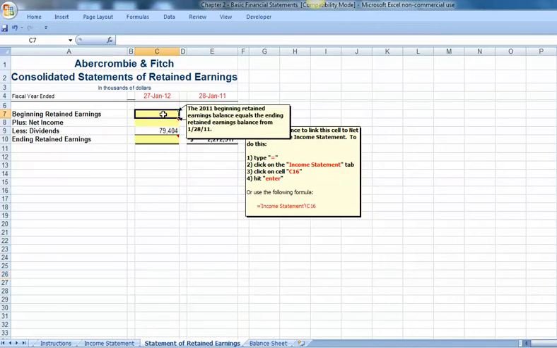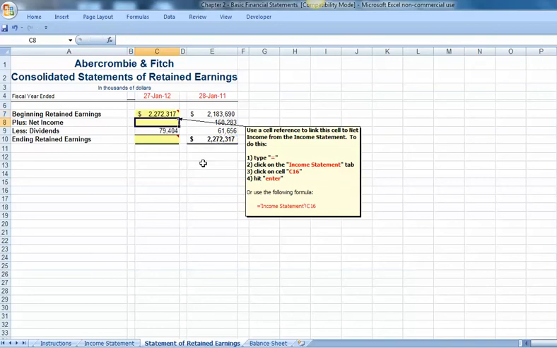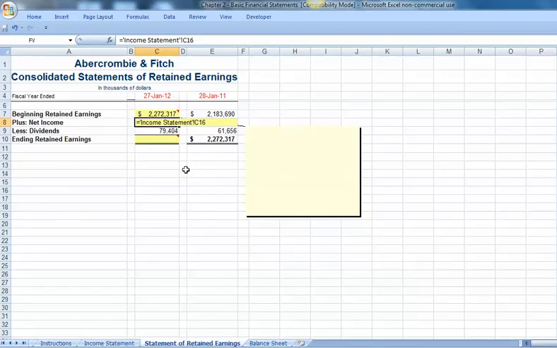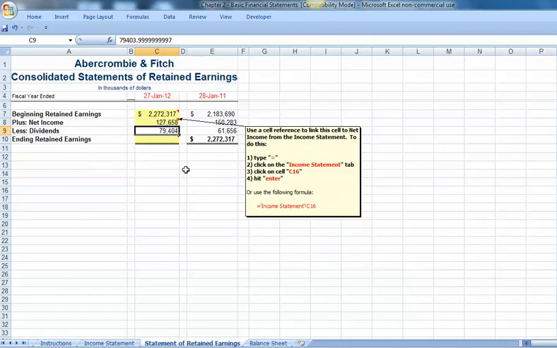Our statement of retained earnings, remember, is our beginning retained earnings, which is the balance from the prior year, so link it to the ending balance for 2011, plus our net income, so equals, click on our income statement tab, then go over to net income, cell C16, hit enter, and we've picked up our net income.